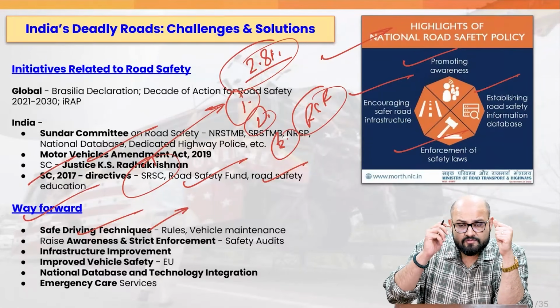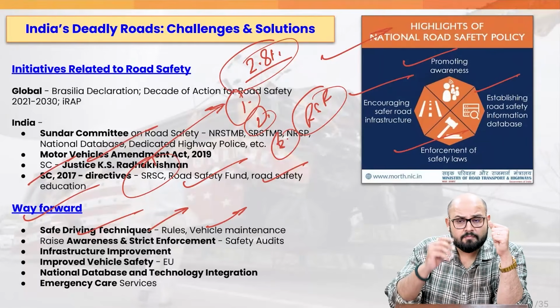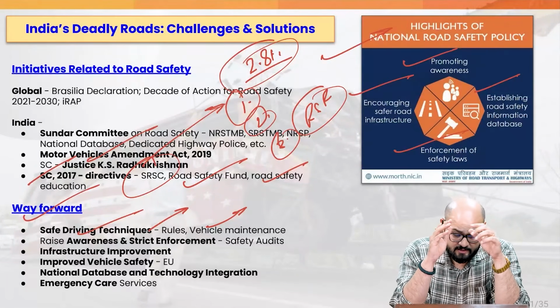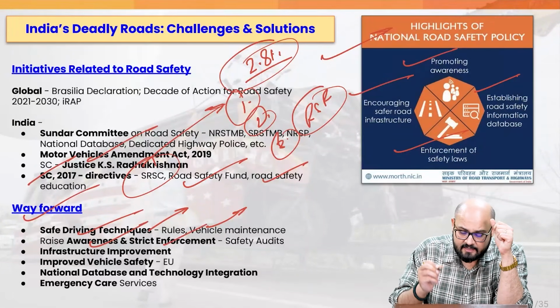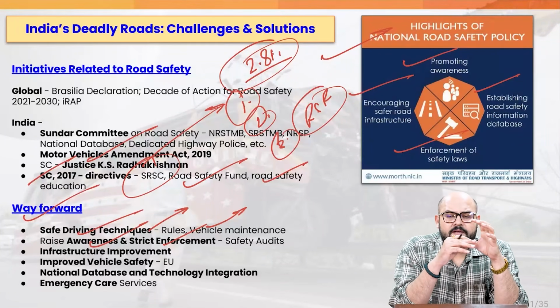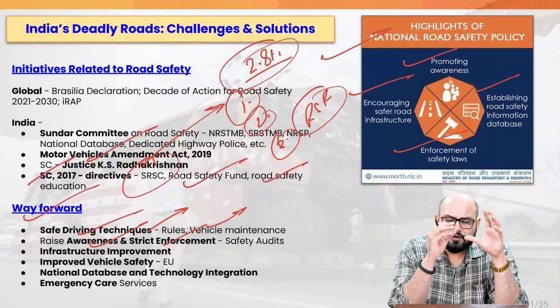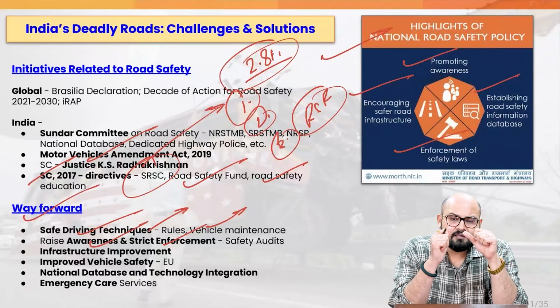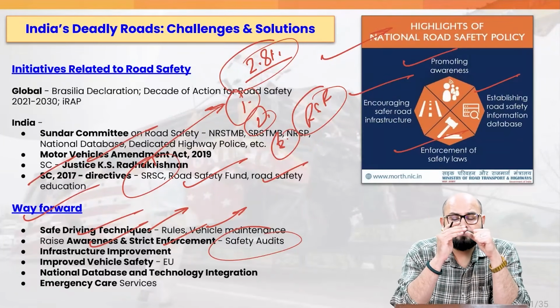There has to be strict enforcement of the rules, and vehicle maintenance must also be focused upon. Very important component. Then we have raising awareness and strict enforcement. Strict enforcement is possible only if we have a good number of personnel. That's the first thing. The second thing is that safety audits are also very important.